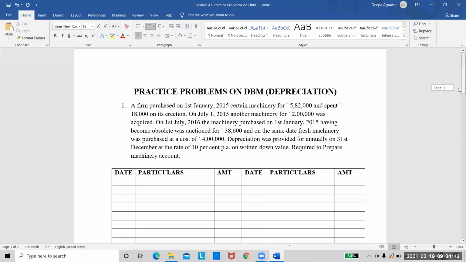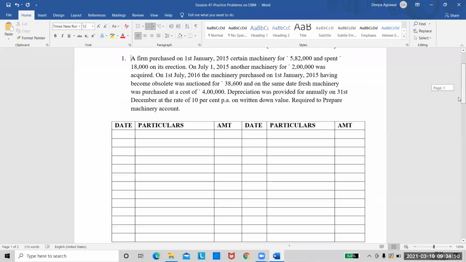So see our next question. A firm purchased on 1st January 2015 certain machinery for 5,82,000 and spent 18,000 on its erection. What do you mean by erection? It is similar to installation charges, right? On July 1st, 2015, another machinery for 2 lakh was acquired.